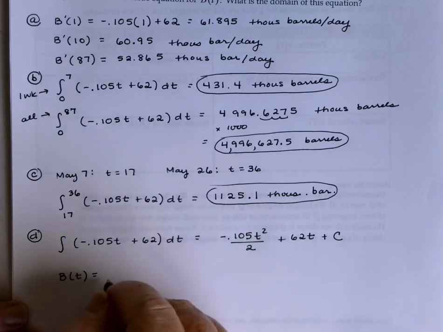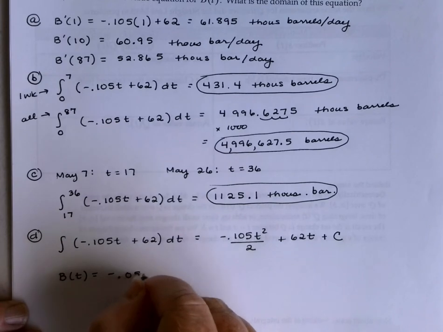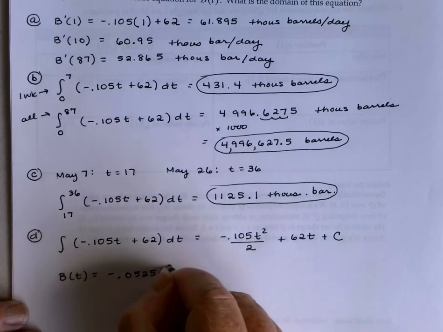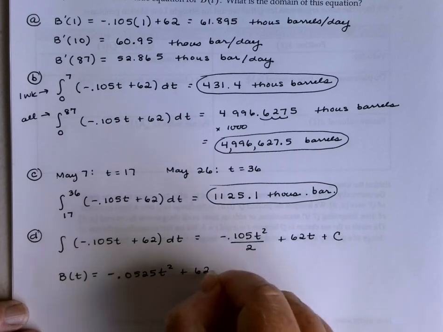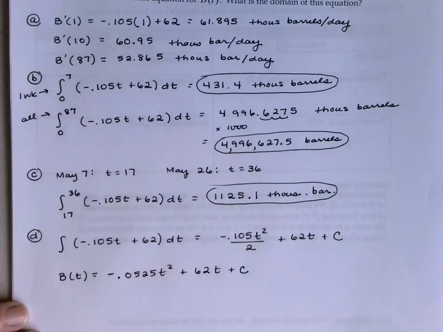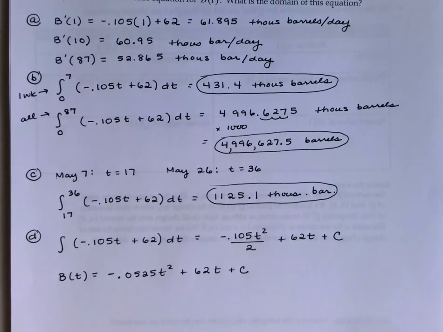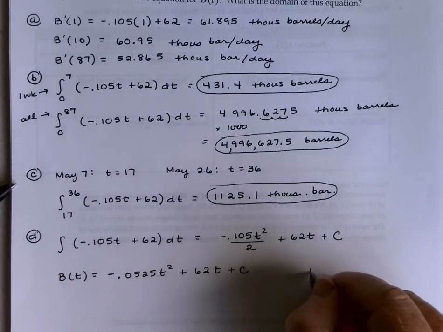Or in other words, negative 0.0525 t squared plus 62t plus c. And in this case, we need our initial condition to solve for c. They don't flat out give it to us, but we should be able to kind of figure it out from the context of the problem.